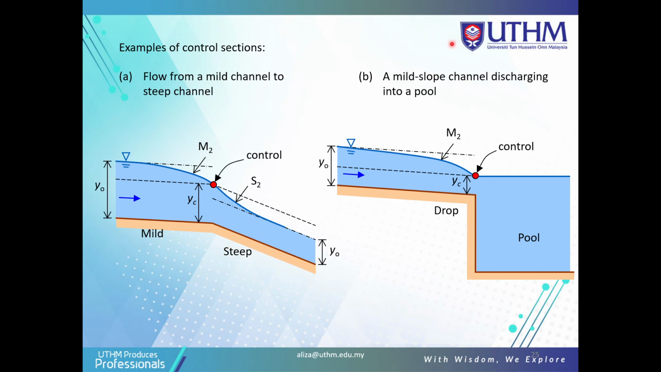The second example is the mild slope channel discharging into a pool. From the mild slope channel, the normal depth is Y naught. After the control here, we get the Y critical, so we just enter the pool here.